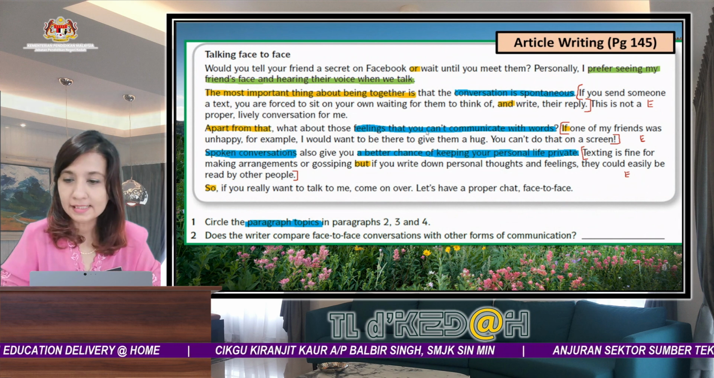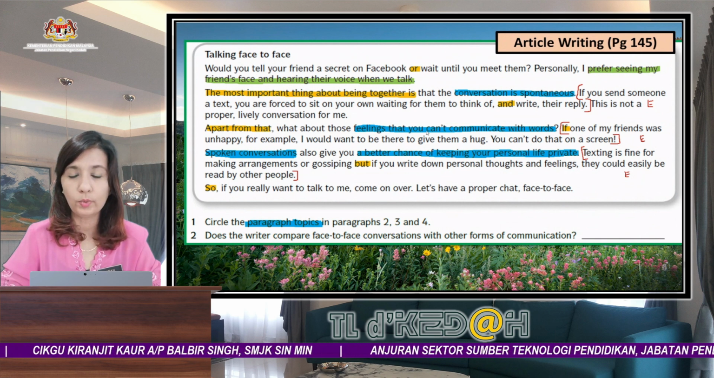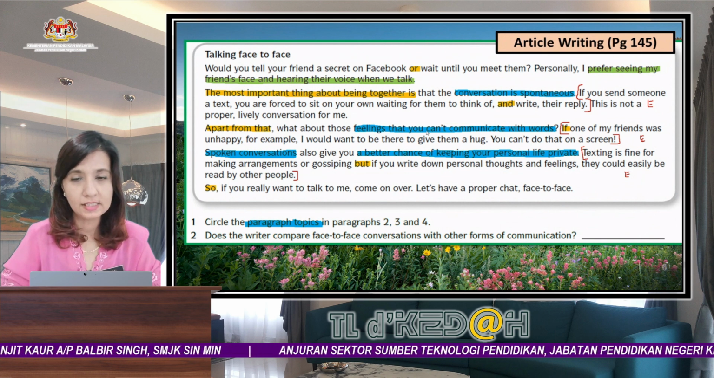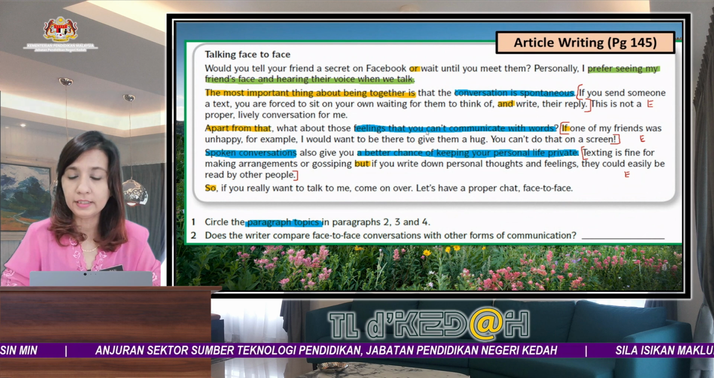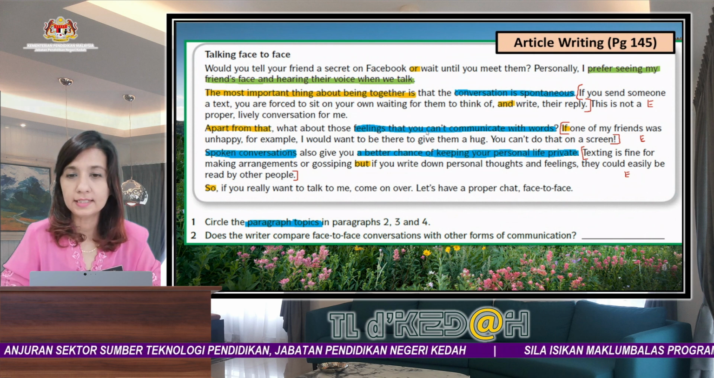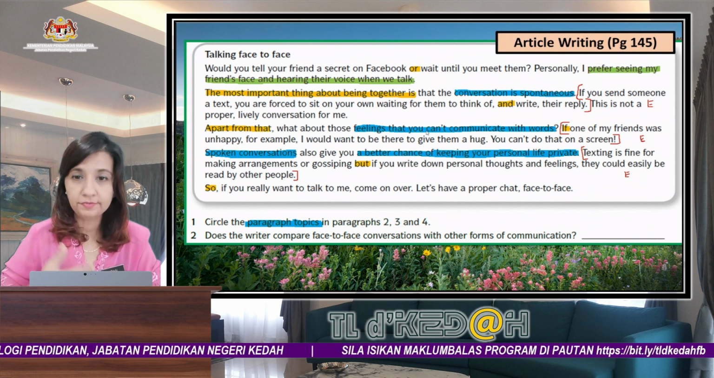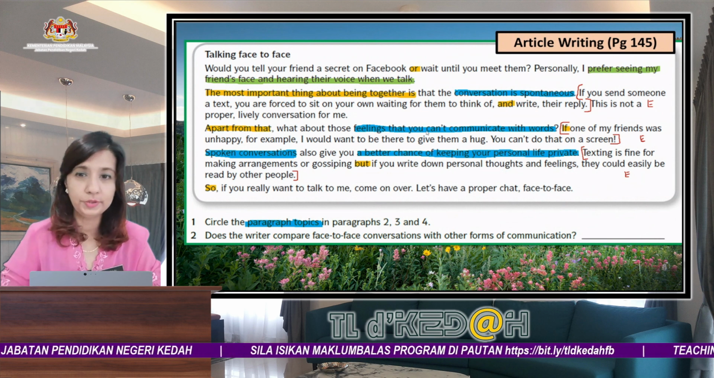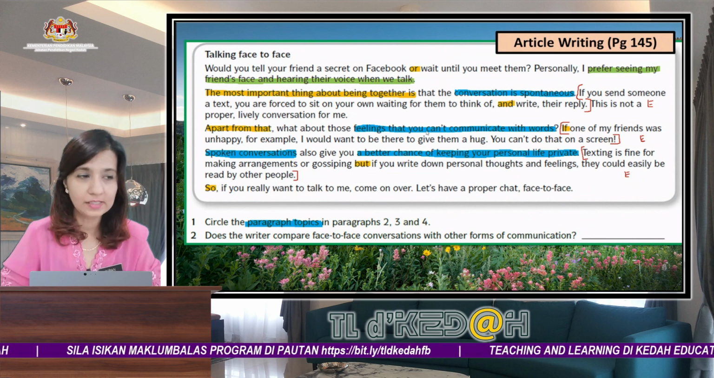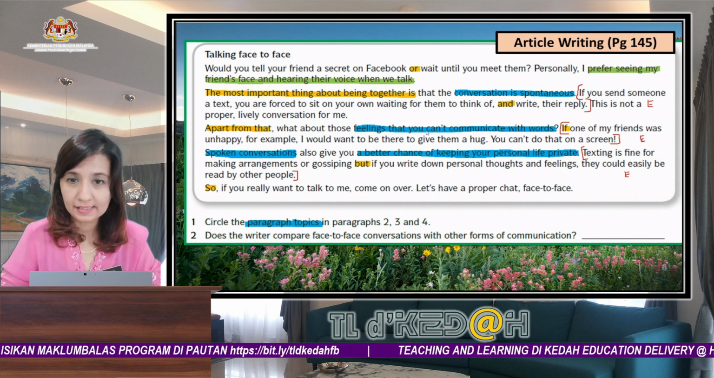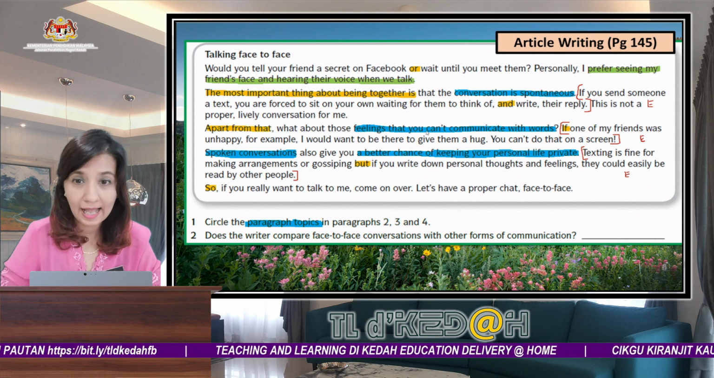Okay, let's go on. Personally, I prefer seeing my friend's face and hearing their voice when we talk. So she has chosen face-to-face communication. The most important thing about being together is that the conversation is spontaneous. Spontaneous means it comes automatically, freely. If somebody says, "Hi, how are you?" you straight away answer, "I am fine. How are you?" See, direct. Whereas when you write in chats or messages or emails, you have to wait for the reply after a few minutes or a few hours maybe.